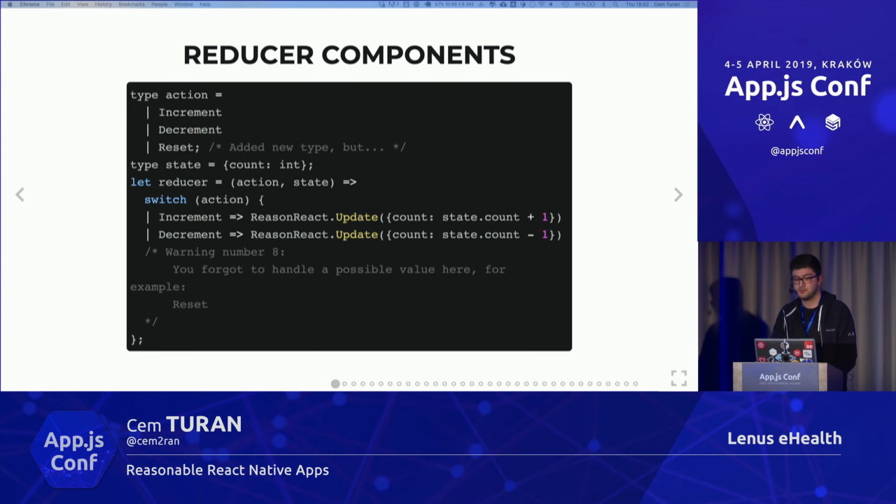All right, and what we saw on the previous slide was a stateless component. In Reason, you also have a reducer component, so you can hold on to some state. And the way you do this is by declaring the actions you might have. So in this case, we have a way to increment, a way to decrement, and to reset.